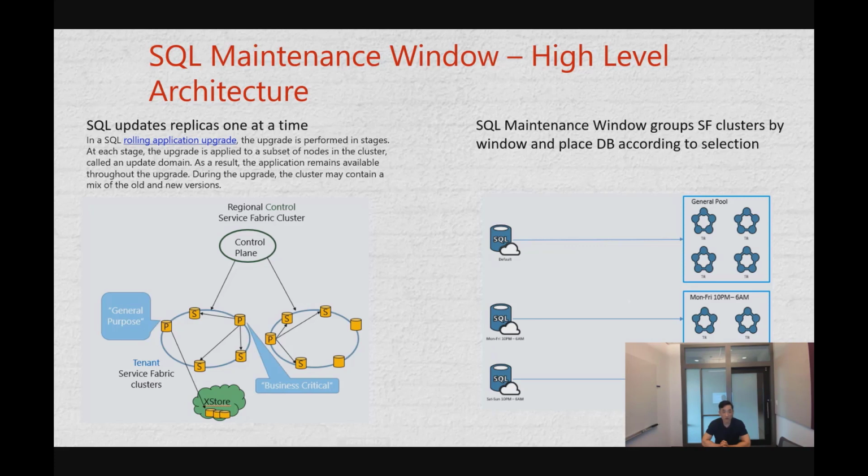SQL maintenance window works by grouping Service Fabric clusters by maintenance window schedule and placing the SQL databases according to this selection. When a user database selects a weekday window in West Europe, for example, the databases will be placed in the cluster with that exact maintenance window schedule.